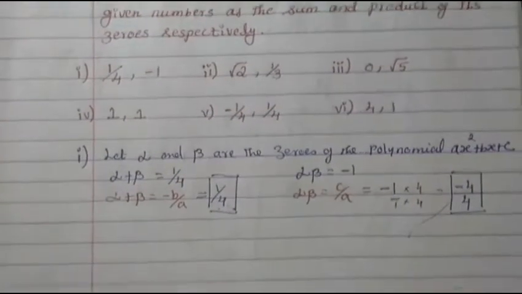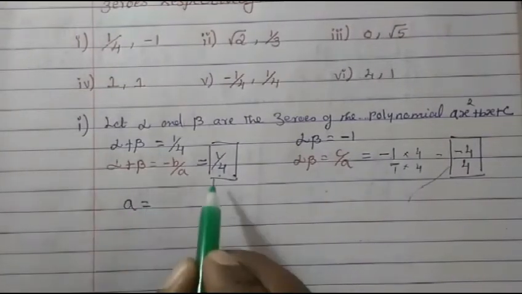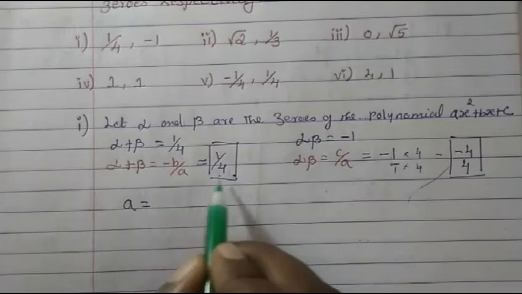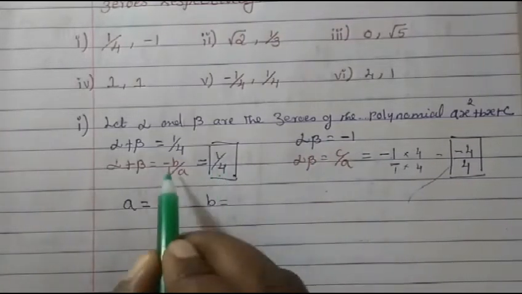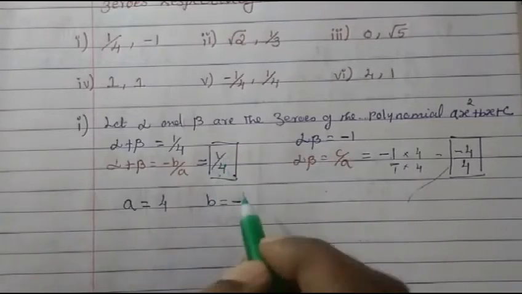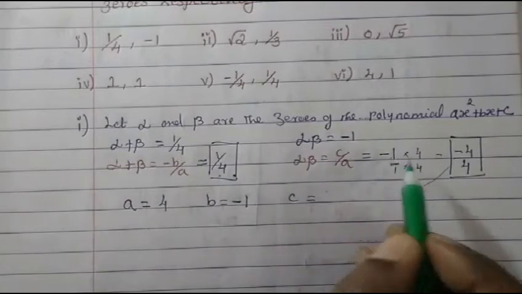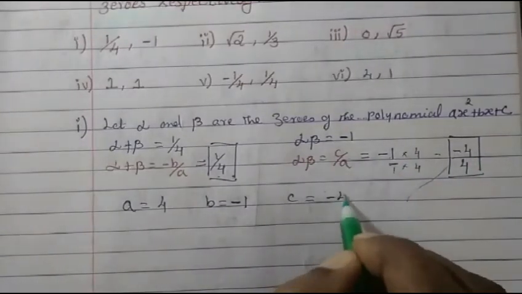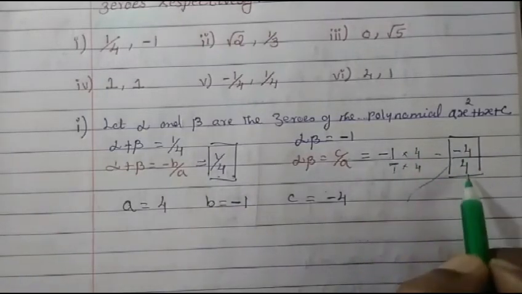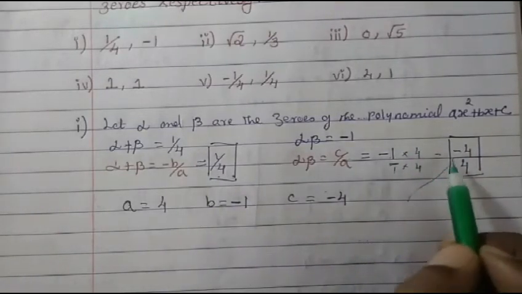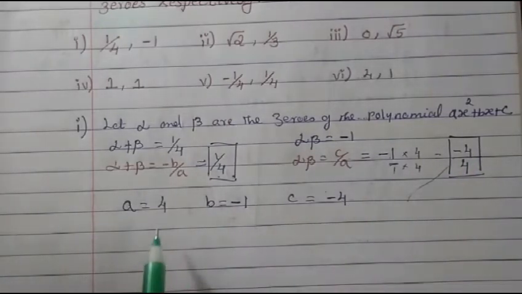Right? So now let's write down the values of a, b, c. So a is equal to what? Now a is 4, here also a, here also a. So a is 4. And b is minus 1, we have to write minus and then 1. Then c is minus 4. Now don't write the earlier value because we have already converted it. c upon a we got as minus 4 upon 4. So now c is minus 4.